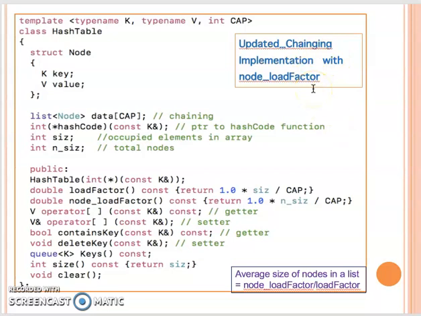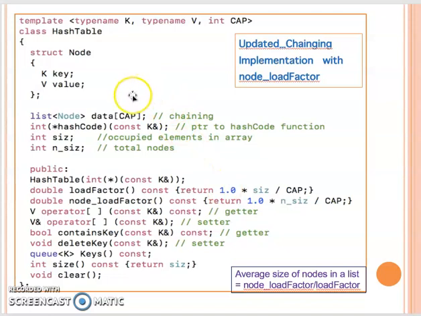But for chaining, I want you to use the updated chaining implementation I included in the lecture video. You need to make sure your chaining implementation has two different load factors. One is for the size, how busy the array is. The other one is the node load factor. Using these two load factors helps us make sure the average size of each list gives big O(1) performance. That's very important for the hash table.